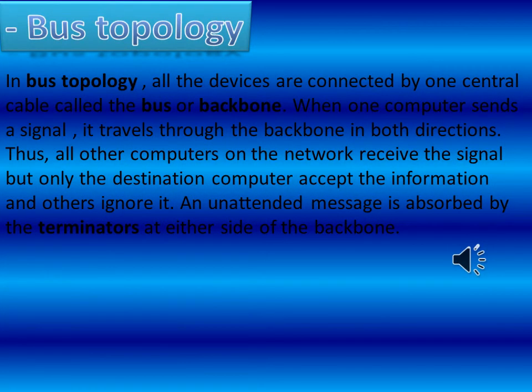In bus topology, all the devices are connected by one central cable called the bus or backbone. When one computer sends a signal, it travels through the backbone in both directions. Thus, all other computers on the network receive the signal but only the destination computer accepts the information and others ignore it. An unattended message is absorbed by the terminators at either side of the backbone.